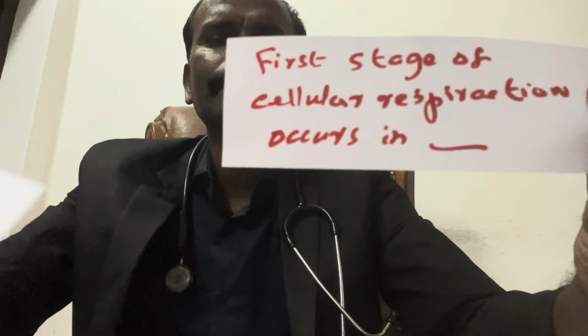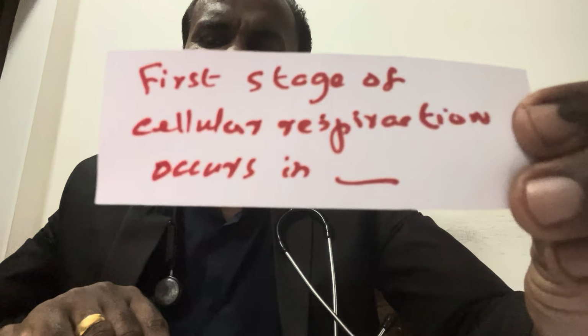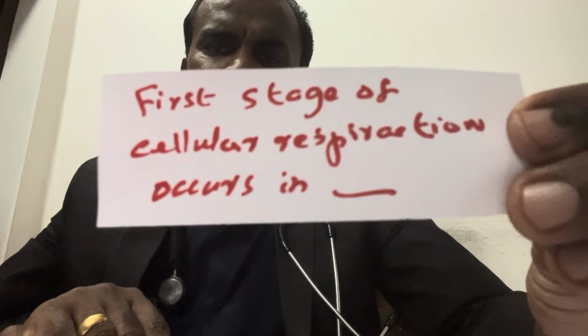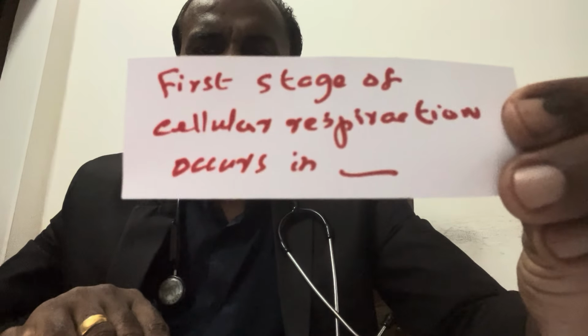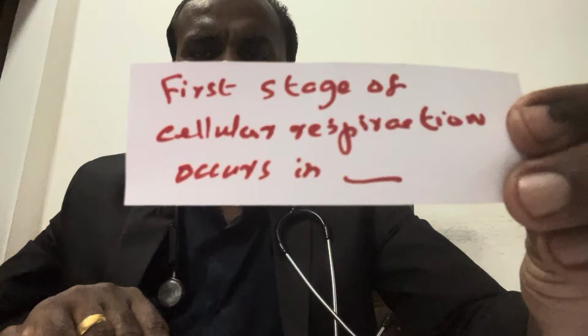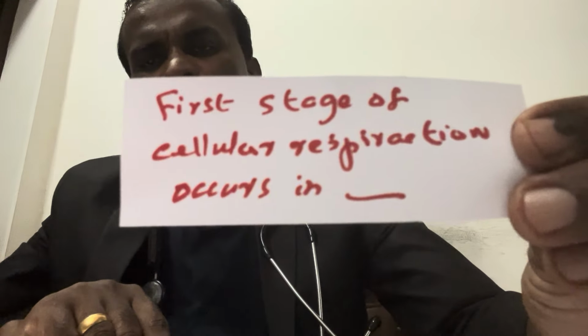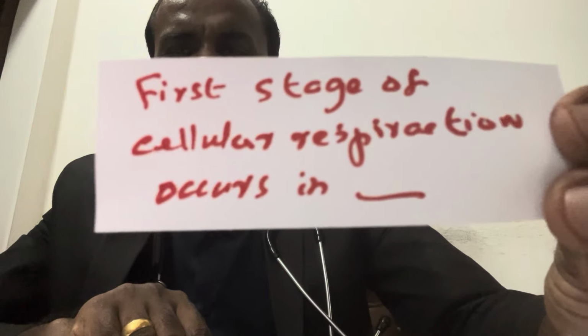Cytoplasm question, come on. First stage of cellular respiration occurs in cytoplasm. Okay, don't forget this question. Answer is cytoplasm. First stage.